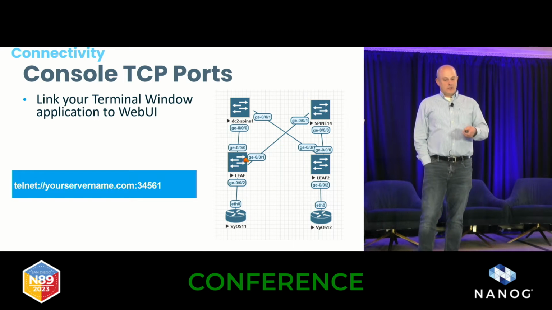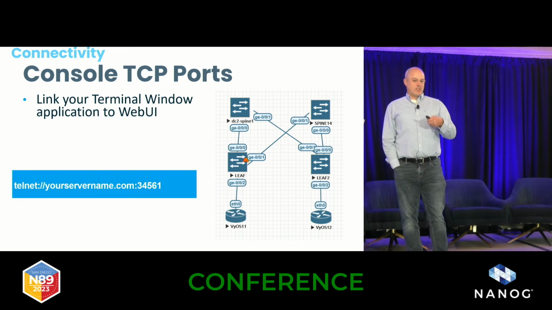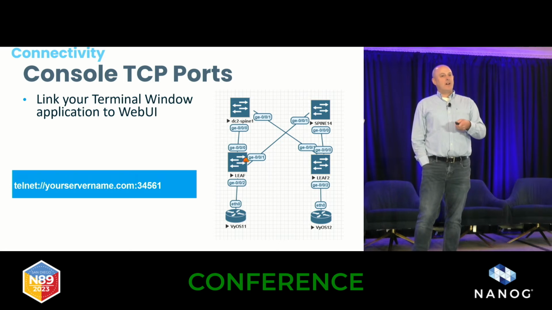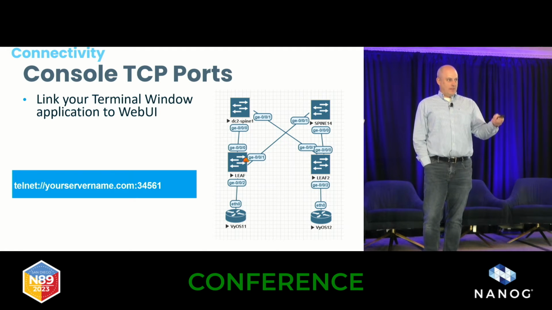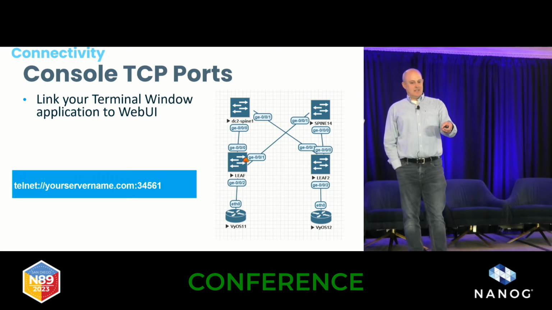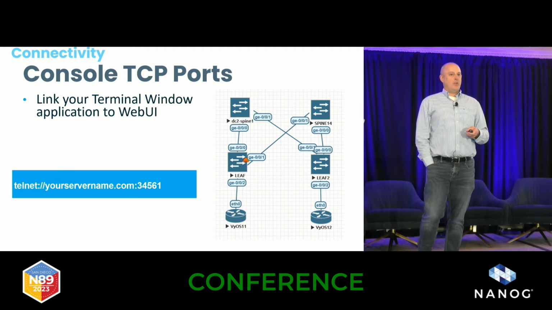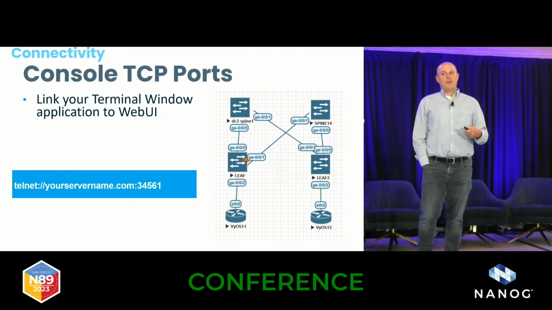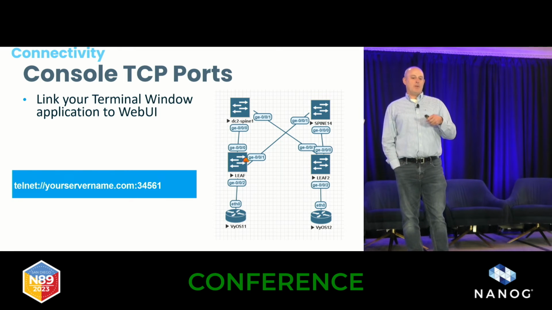So what does that look like? In this diagram, I've got 6 nodes. They're all started. They've turned a different color here, blue, meaning that they're up and running. When I hover over one of them, what I'm going to see in the bottom left-hand corner of my browser is this link that tells me how to access it. So Telnet, your fully qualified domain name or IP address, and then the port number. If you have your web browser linked to your terminal application, all you have to do is click on this. It's going to open up PuTTY or Super PuTTY or SecureCRT, whatever you use, and drop you right into the CLI of that device.